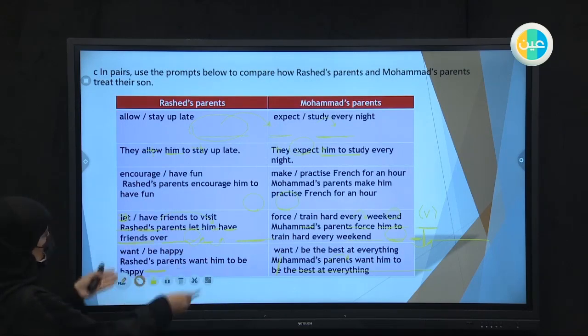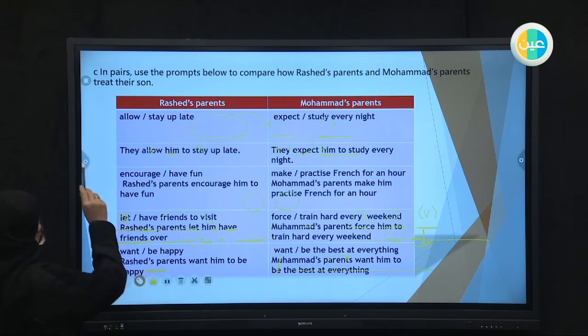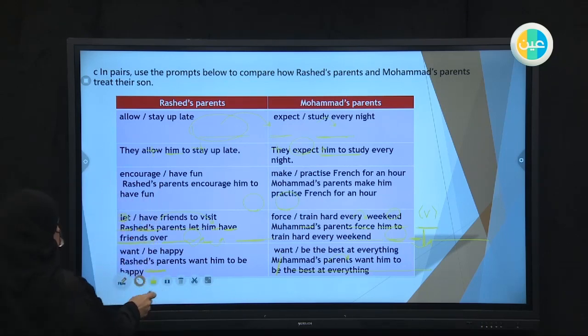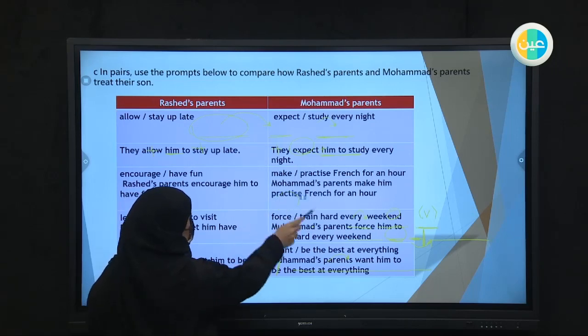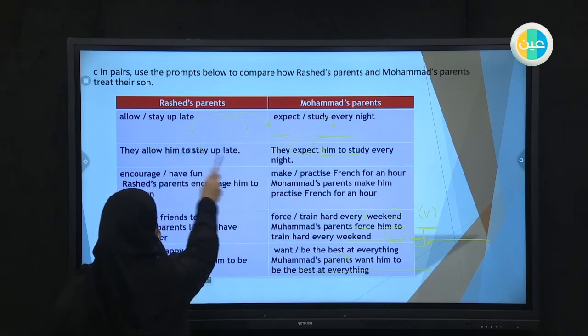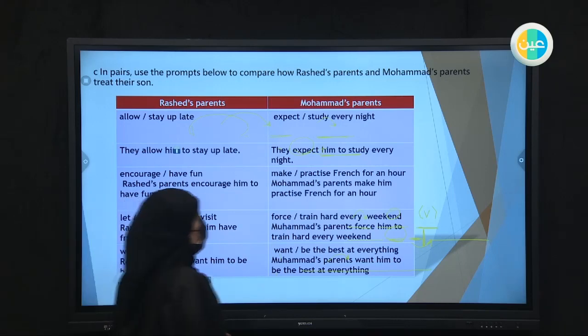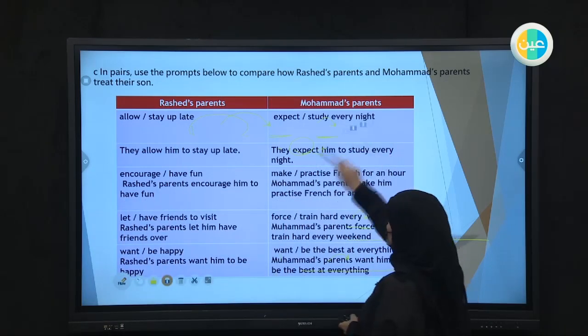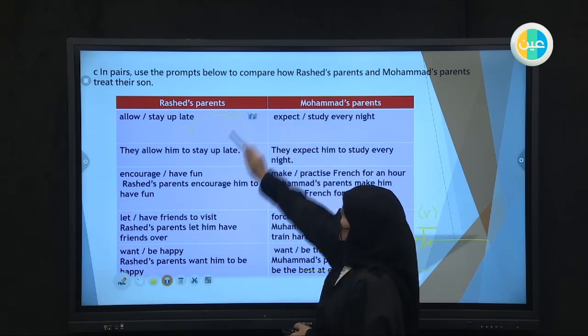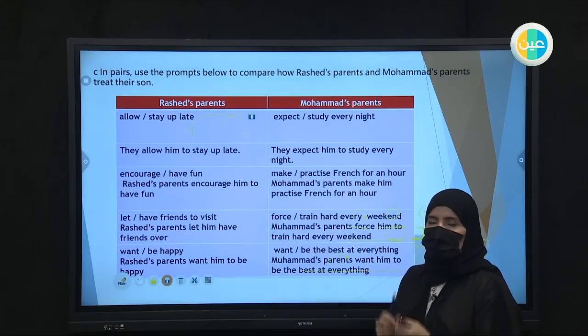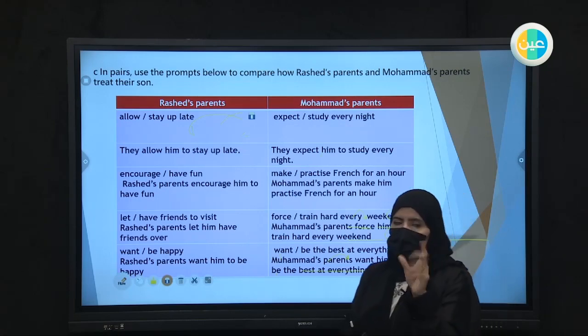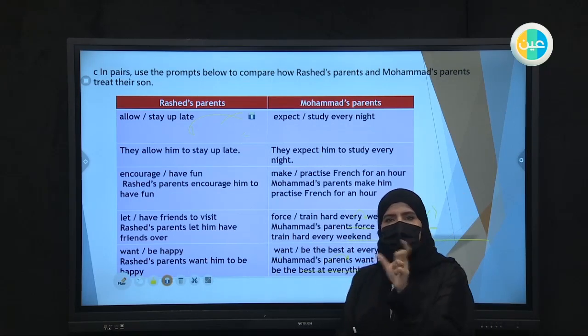Here we have a table. It's supposed to be done in pairs, but you can do it at home individually by yourself, to write a sentence or a statement with each verb. The first one: allow, stay up late. Do you remember? Allow is one of the verbs that has to be followed with to.